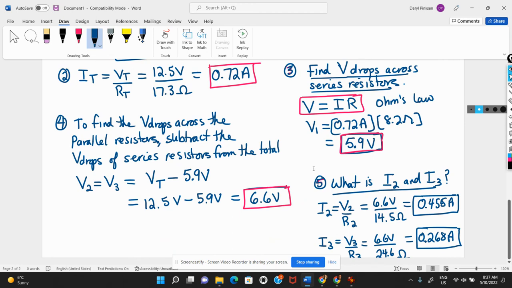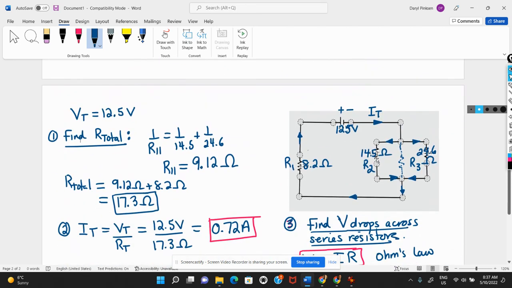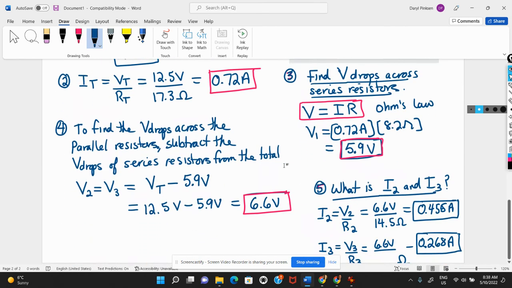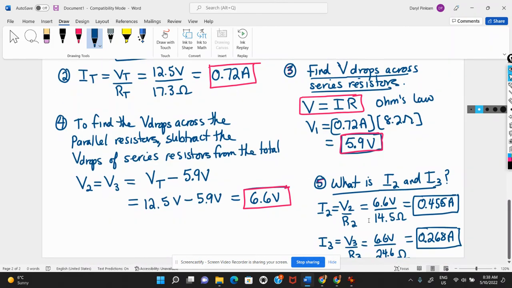Now that we know the voltage drops across those two resistors, we can calculate the current in those two resistors. I2 is the 6.6 volts divided by its resistance, 0.455, and the voltage drop across the third one is 0.268. And that was also confirmed by checking in the FET simulation. So now we have the circuit completely analyzed here.